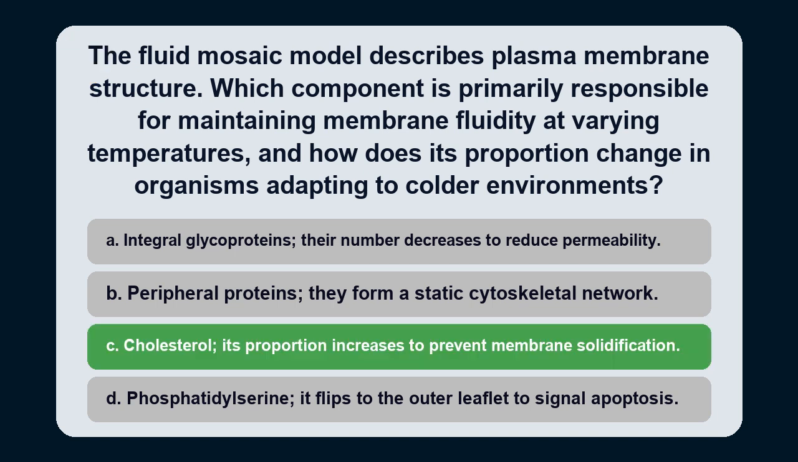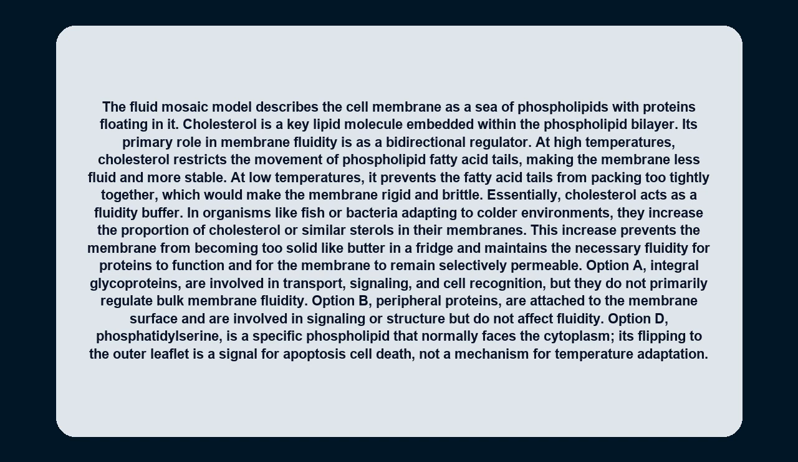The answer is C. The fluid mosaic model describes the cell membrane as a sea of phospholipids with proteins floating in it. Cholesterol is a key lipid molecule embedded within the phospholipid bilayer. Its primary role in membrane fluidity is as a bidirectional regulator. At high temperatures, cholesterol restricts the movement of phospholipid fatty acid tails, making the membrane less fluid and more stable. At low temperatures, it prevents the fatty acid tails from packing too tightly together, which would make the membrane rigid and brittle. Essentially, cholesterol acts as a fluidity buffer.